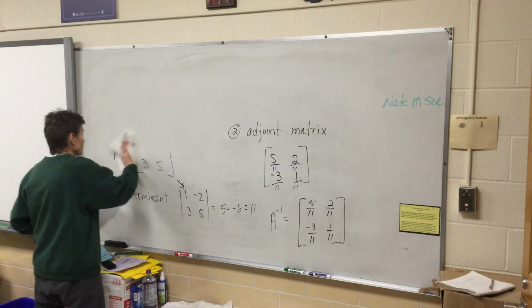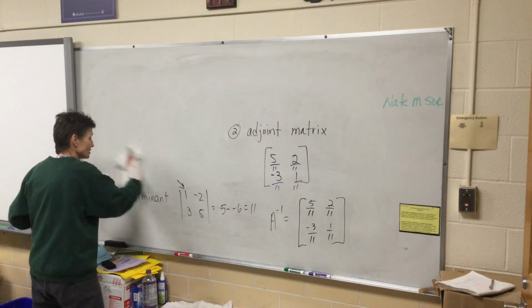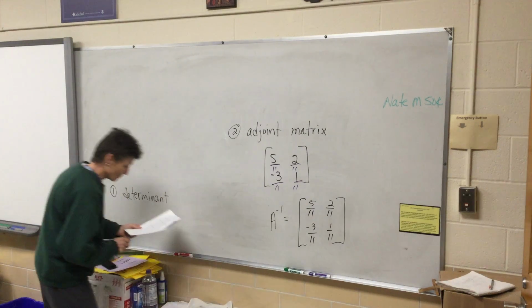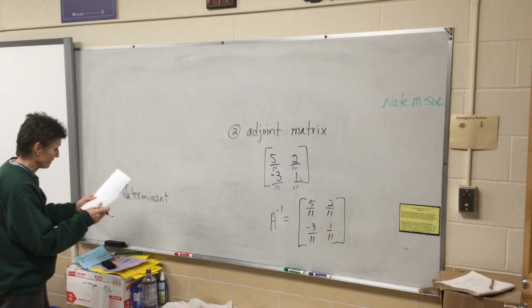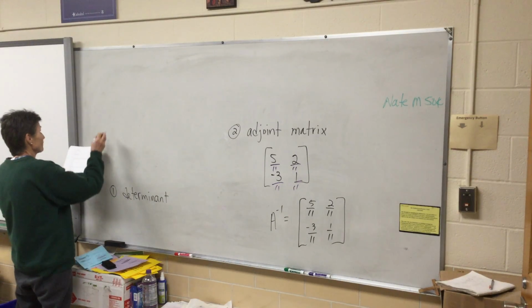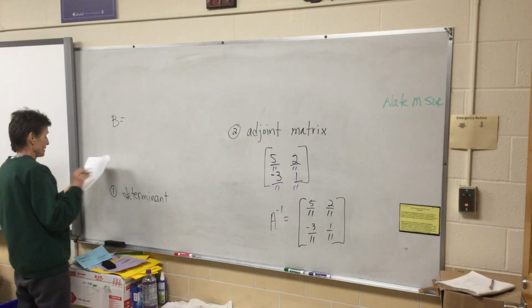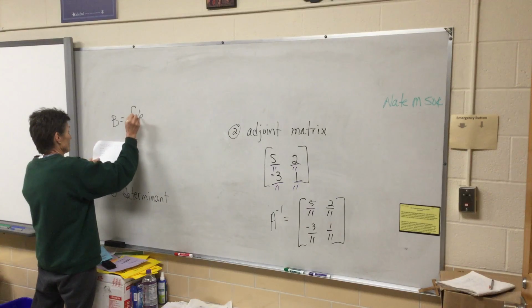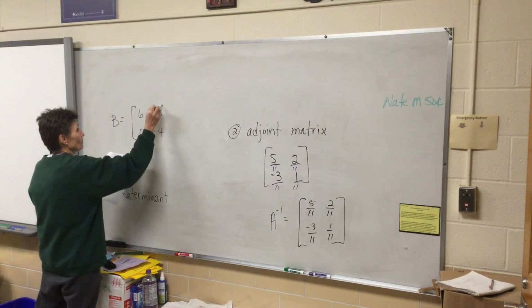All right, let's try the next one. Now we're going to find the inverse of matrix B, and then I'm going to show you what an inverse means, and then we're going to be done for today. All right, so we got to do B inverse. So what was matrix B? 6, 3, 0, negative 4.